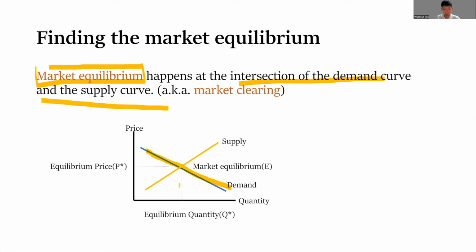This one is the demand curve and this one is the supply curve. So market equilibrium is where the two curves intersect. At this point, there are no more surplus or excess supplies because demand and supply are equal. Therefore, it is also called market clearing because, as we can see, the situation is very clear.